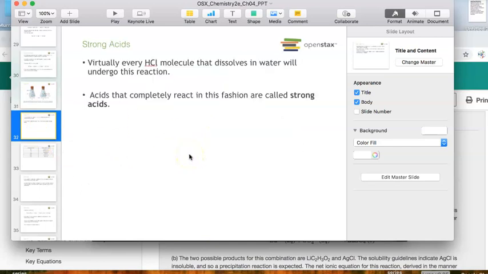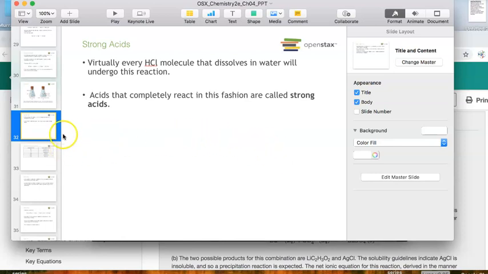Virtually every HCl molecule that dissolves in water will undergo this reaction. Acids that completely react in this fashion are called strong acids. You may be thinking, well, what's a weak acid? It's exactly the opposite. A strong acid is going to react 100%. A weak acid basically will not react 100%.